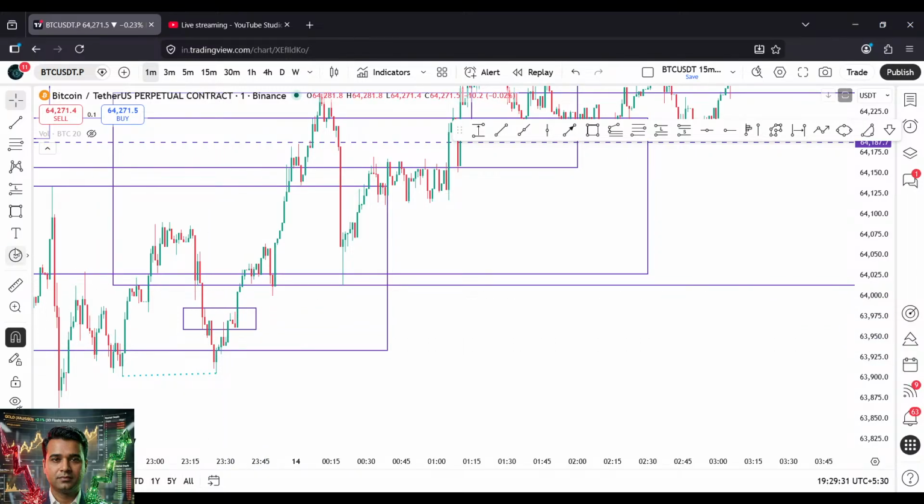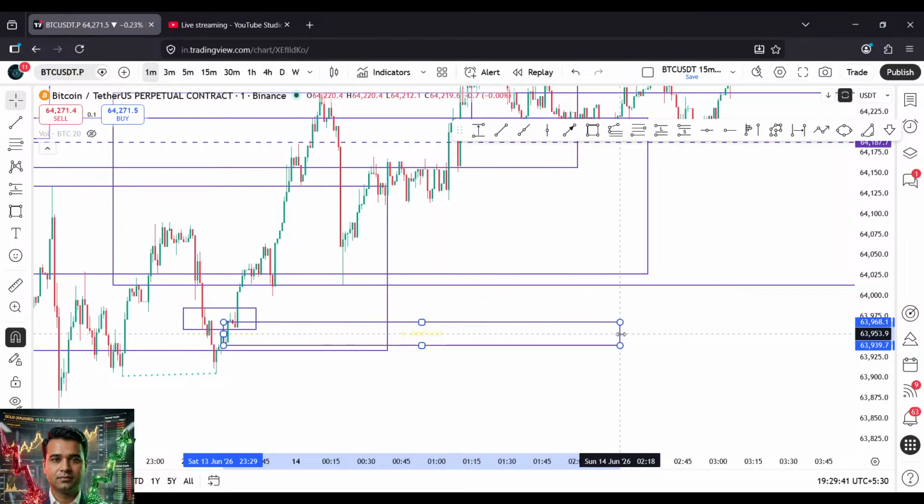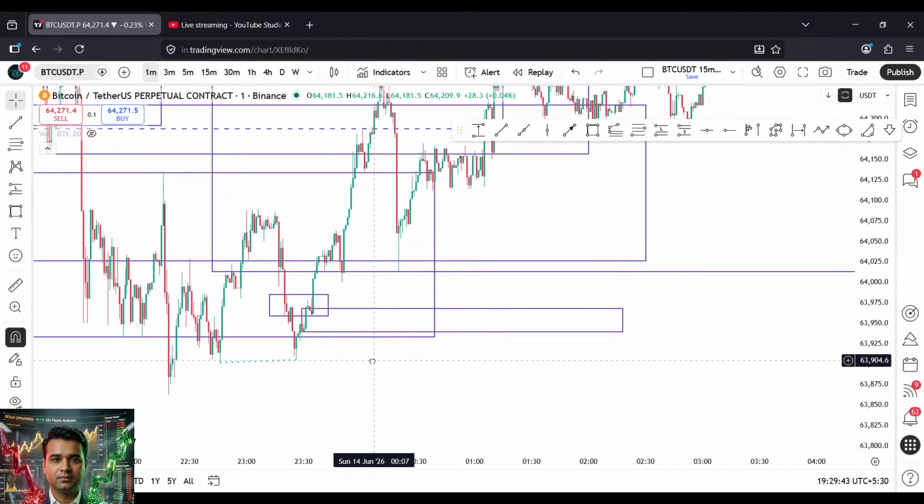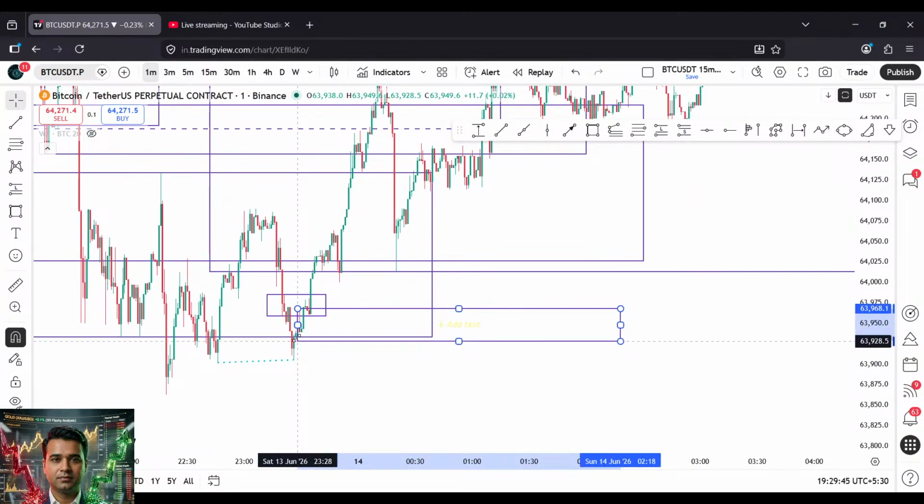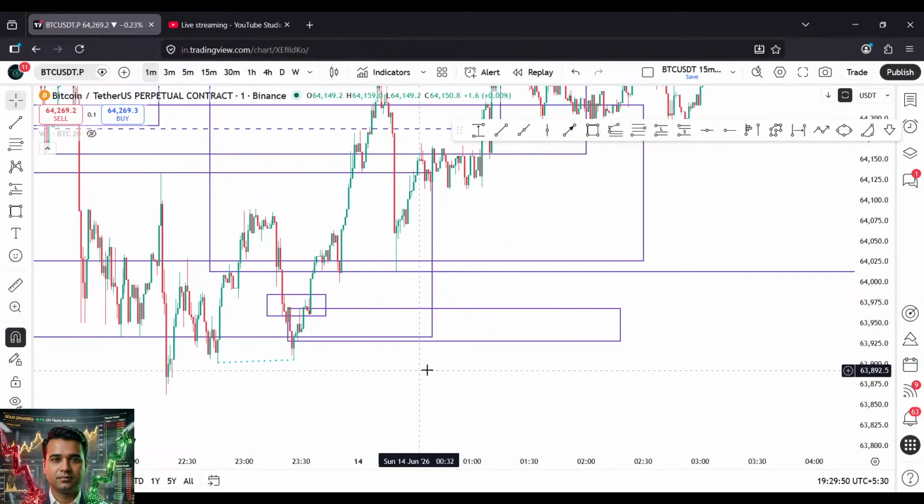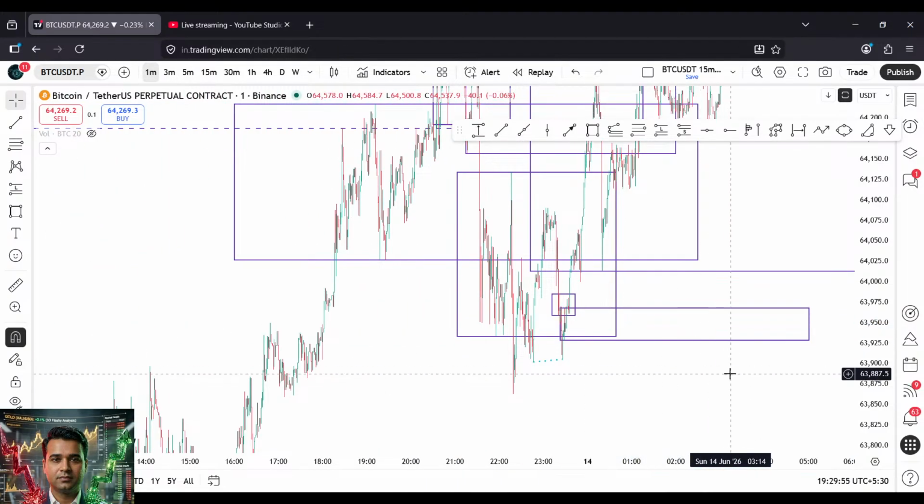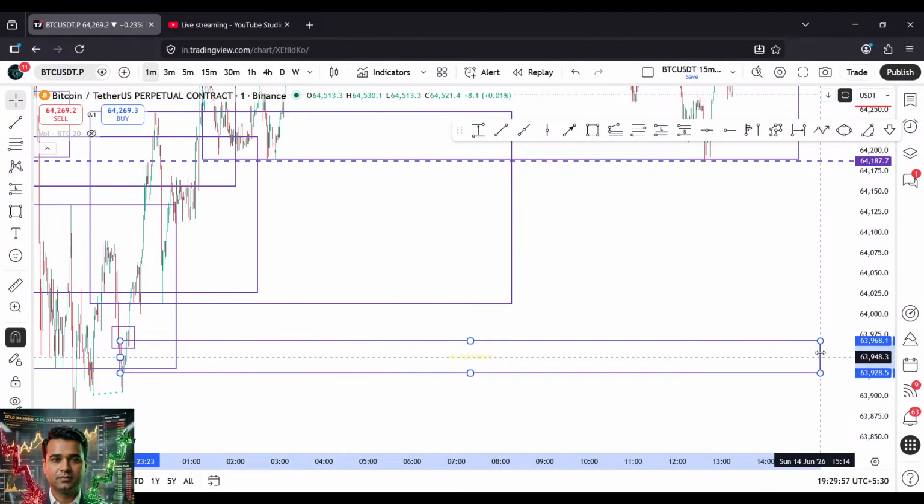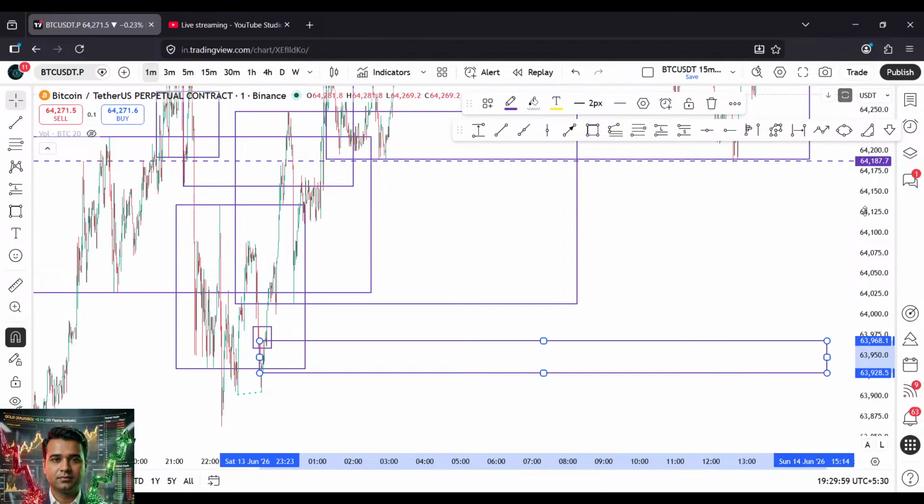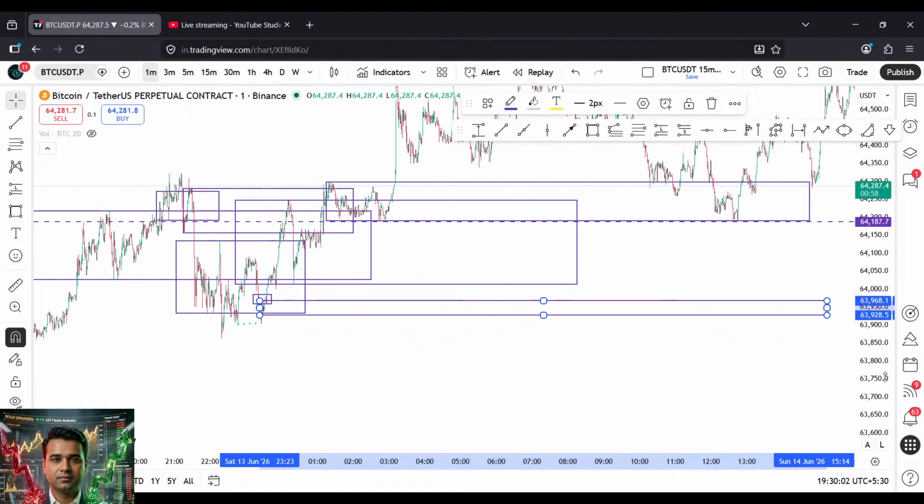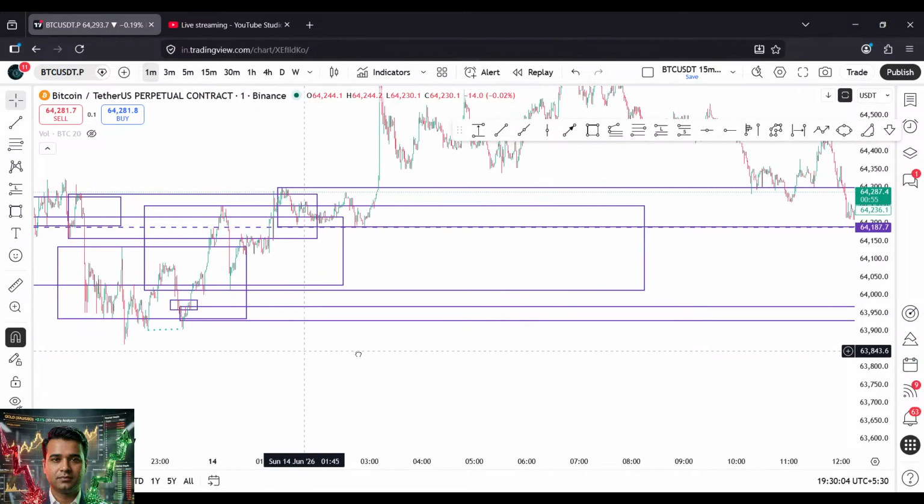So what we will do? We will draw a zone here. This will be our zone. Zone of interest is here like this. Let's cover to the lower side as well. And this is what we should look in future. We should look for the reaction from this zone in future. Okay.